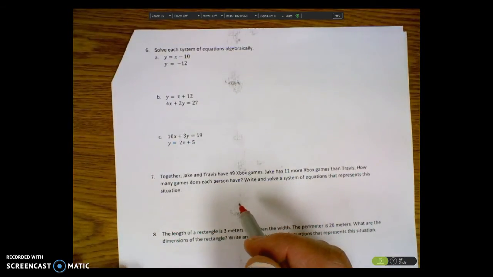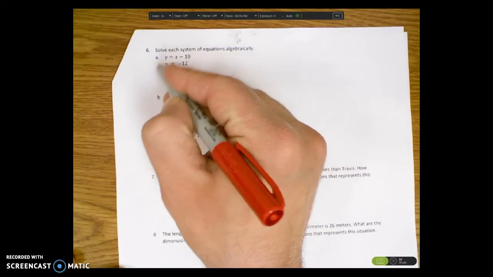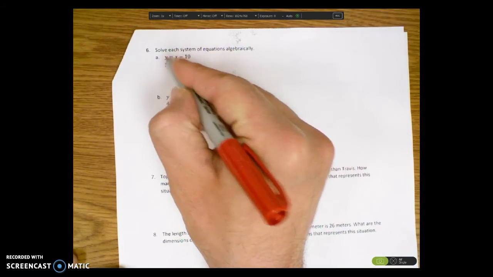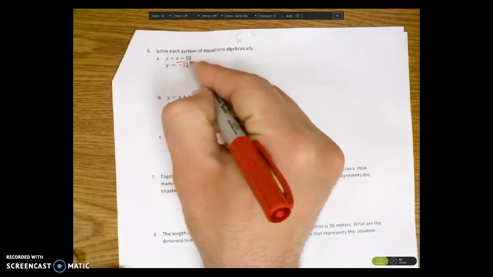So we got a few different ideas here. Problem A is the easiest type of problem because both equations equal y, so they equal each other.